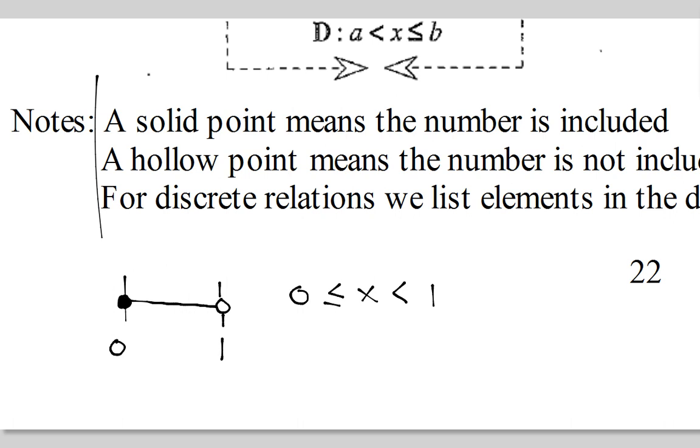If you have the equal to, you color it. If you don't have the equal to, you leave it hollow.